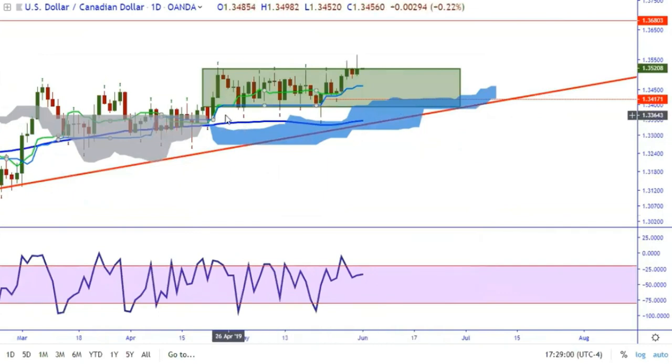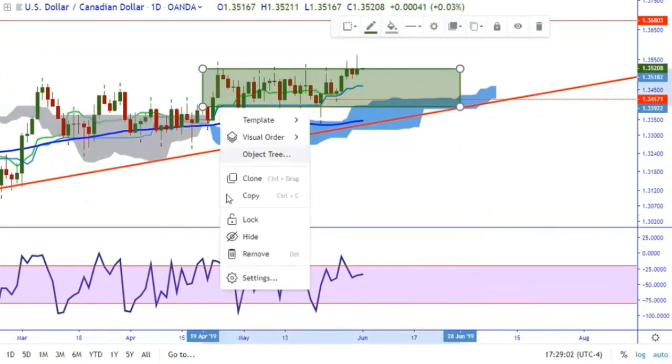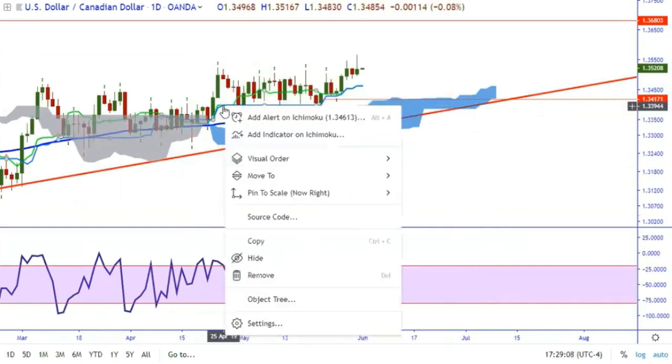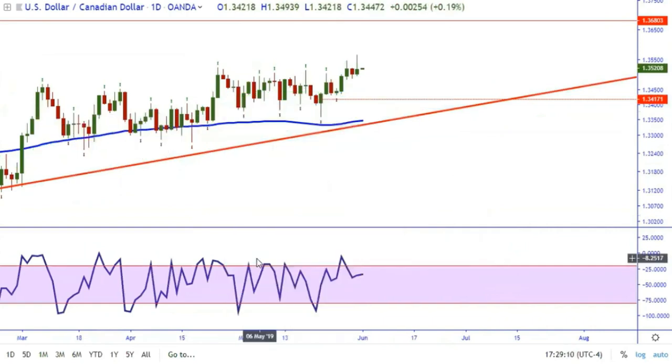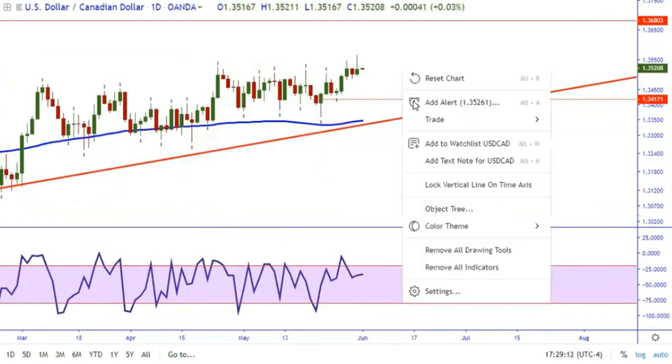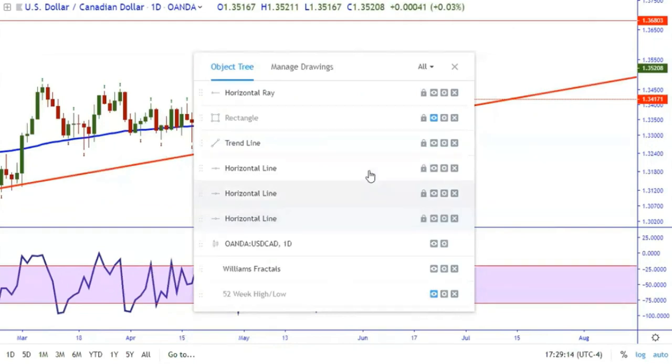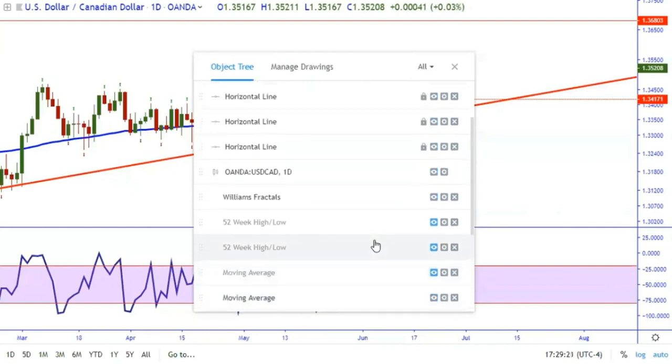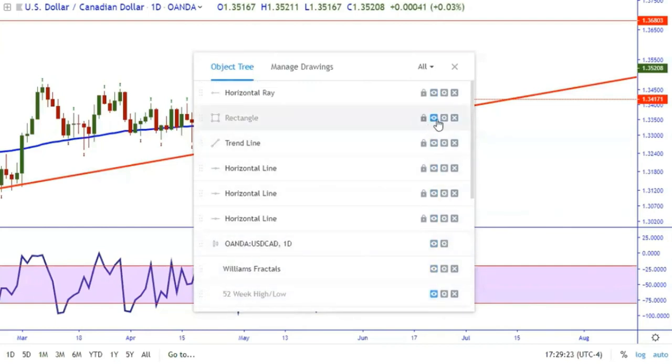You know what I'm trading? Let's take this off. Oh, I didn't want to take that off. I wanted to take Ichimoku off. Let me see if I can bring that back, because I just hit it. That's all. It's not there. There it is.